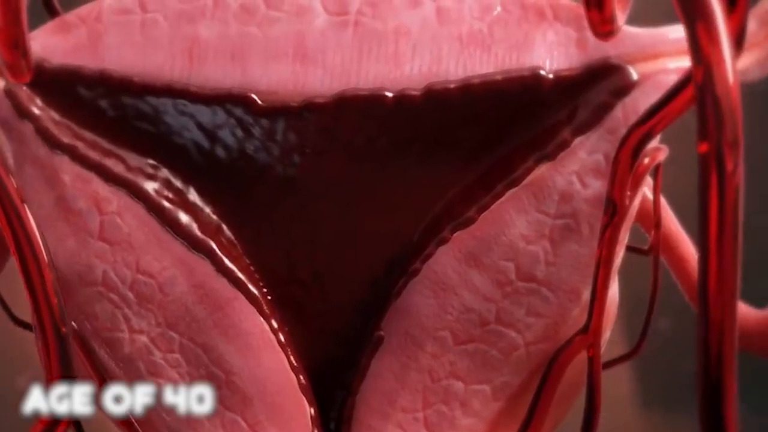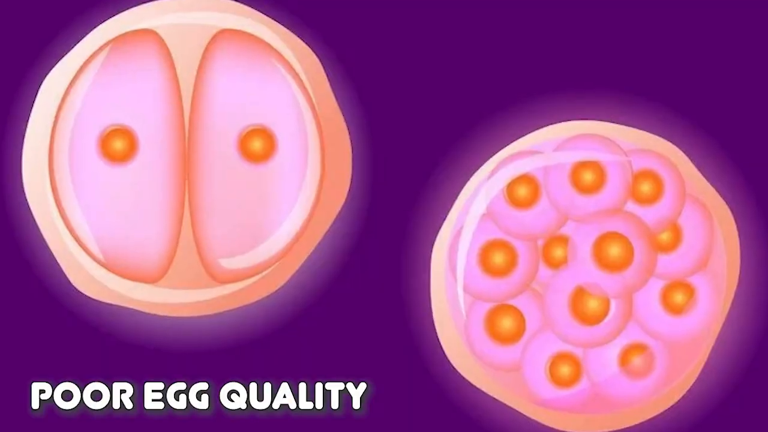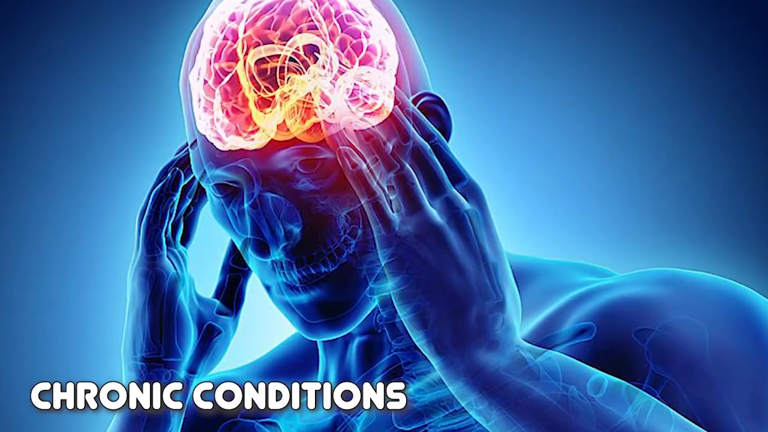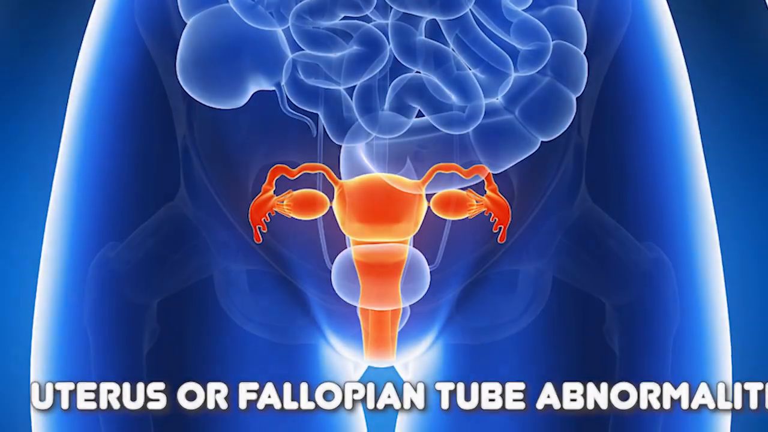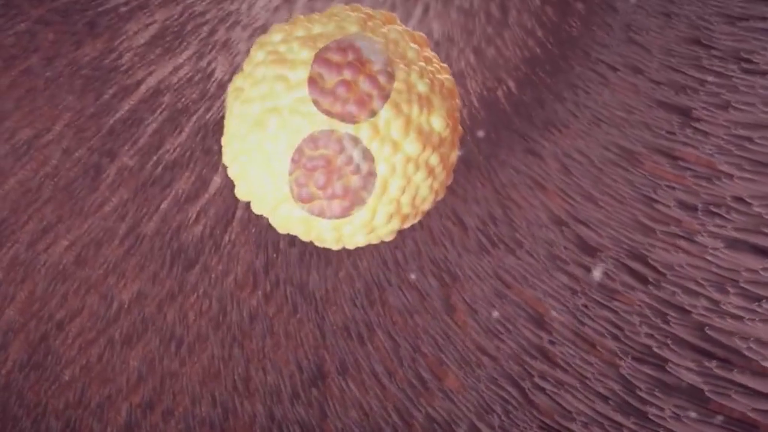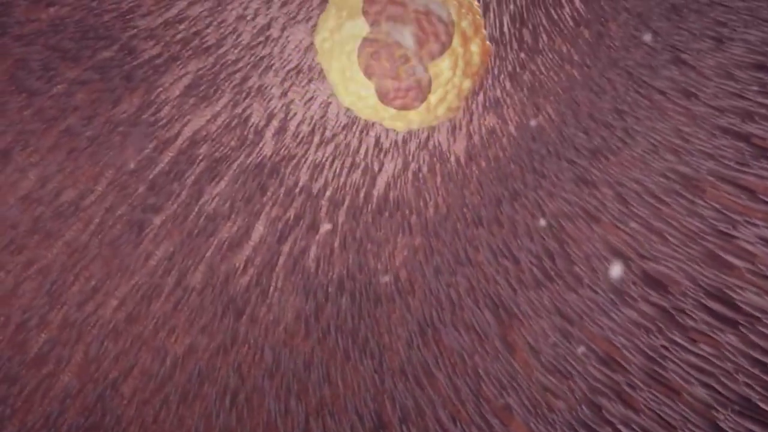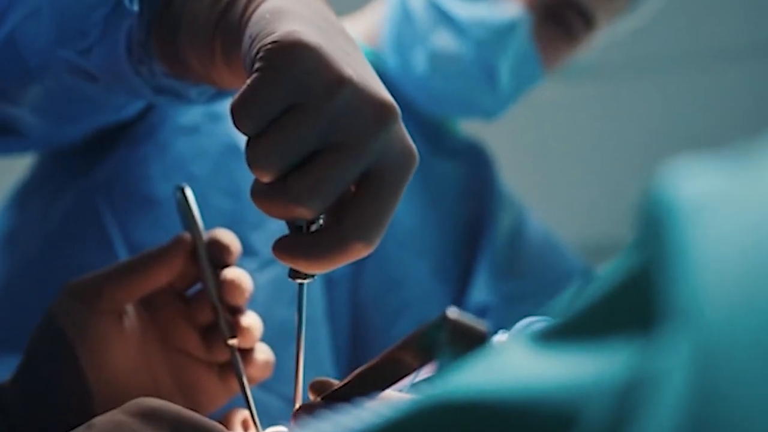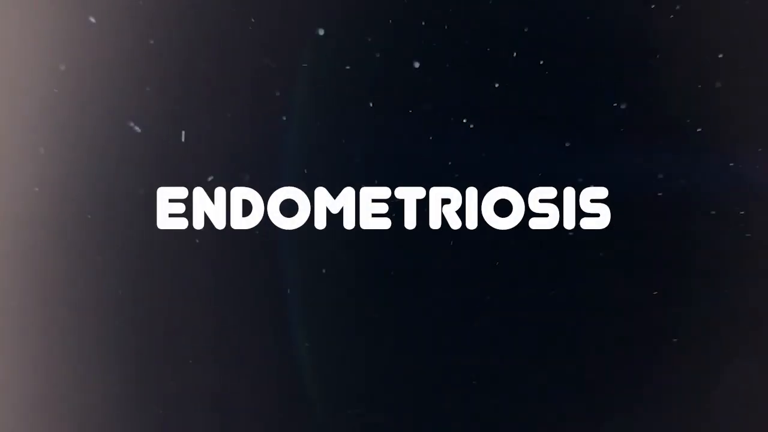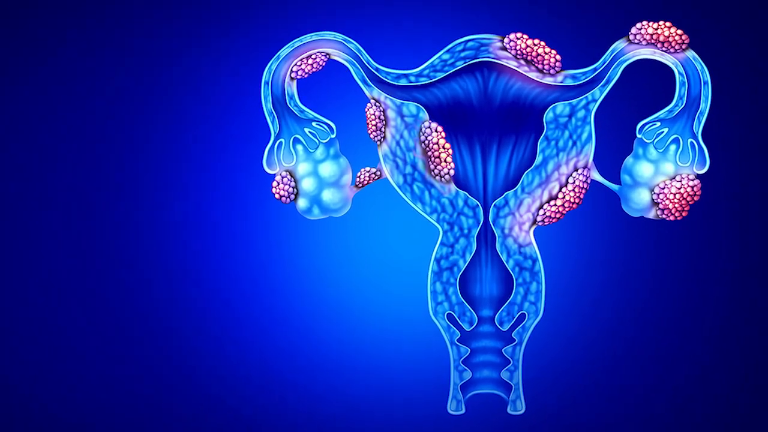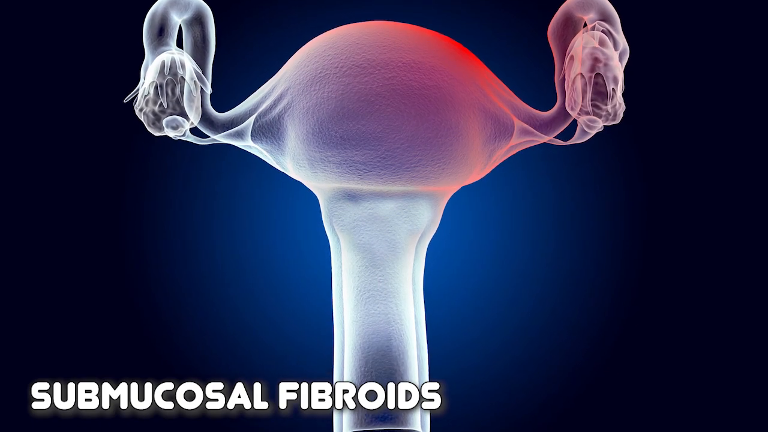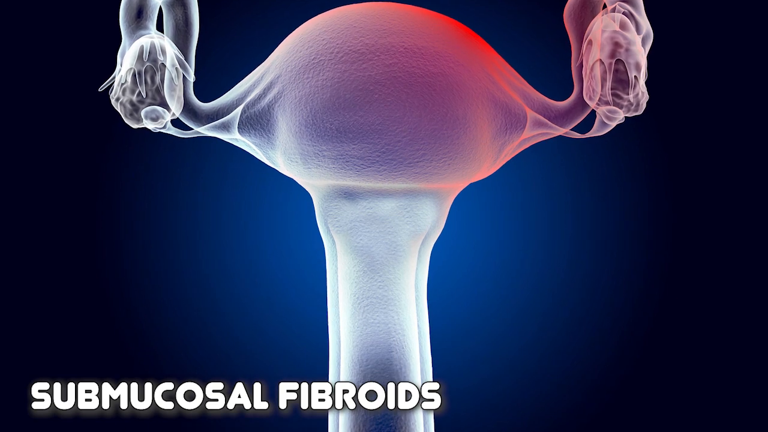poor egg quality, thyroid problems, hyperprolactinemia, chronic conditions such as AIDS or cancer, uterus or fallopian tube abnormalities. This can prevent the egg from moving from the ovary down to the womb. This abnormality may be due to surgery, which includes pelvic or cervical surgery. Endometriosis, a condition where endometrial tissue lining the uterus grows outside of the uterus. Submucosal fibroids, where benign tumors occur in the uterine wall.